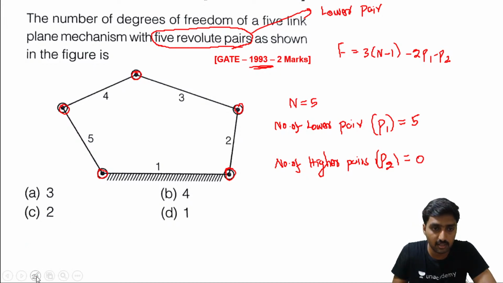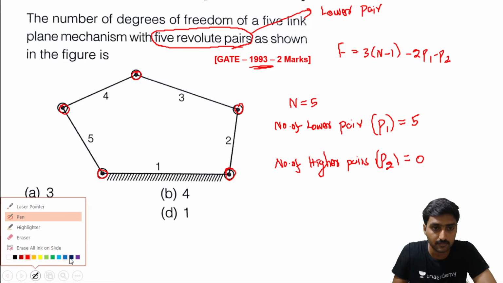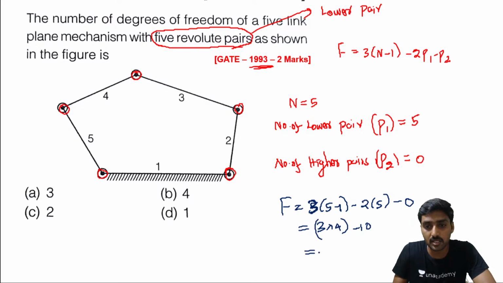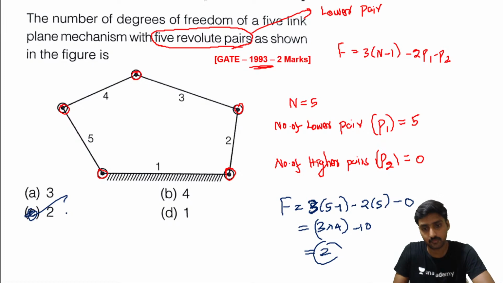Therefore, F is equal to 3 into 5 minus 1, minus 2 into 5 for the number of lower pairs, minus the number of higher pairs 0. Now, 3 into 4 minus 10, that is 12 minus 10, is equal to 2. So the degrees of freedom for the given planar mechanism is 2. Is it okay now? Yes or no?